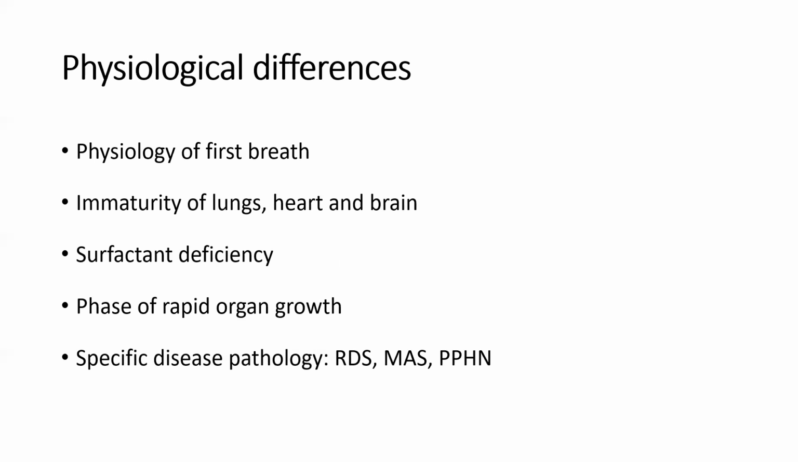A few physiological differences. We have to understand the physiology in the first place. Newborns are immature in terms of lungs, heart, and brain. There is surfactant deficiency and a rapid phase of organ growth. And the two unique diseases, RDS and MAS, can both be complicated by persistent pulmonary hypertension of the newborn.